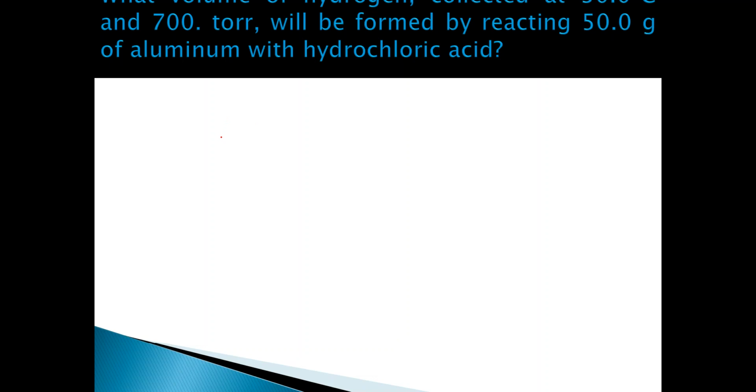The question says what volume of hydrogen collected at 30.0 degrees Celsius and 700 torr will be formed by reacting 50 grams of aluminum with hydrochloric acid. So basically, you have to identify what the reactants are, and that would be aluminum and hydrochloric acid. So we write down the formulas for those two on the left side, and then the products of the reaction, one of them would be hydrogen. And this begs the question, what would be the other product?